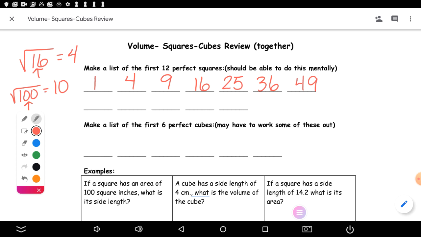And you guys, mine got shifted a little bit, so I have one extra one down below. Colton? 64. Noel? Okay, 81. Dayton? 100. Now, up to here, you guys are probably good.